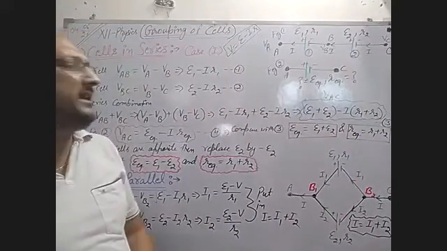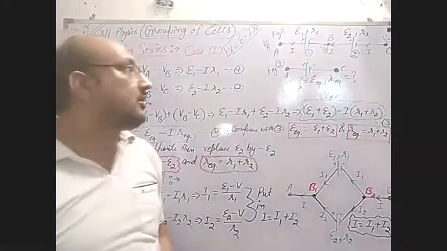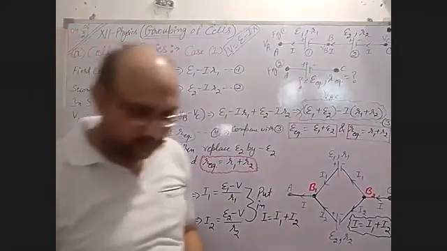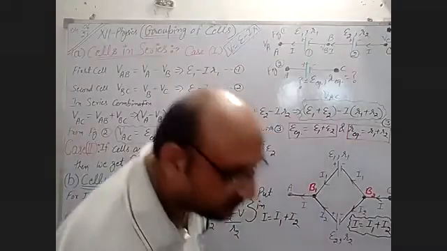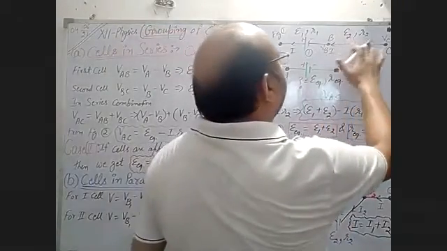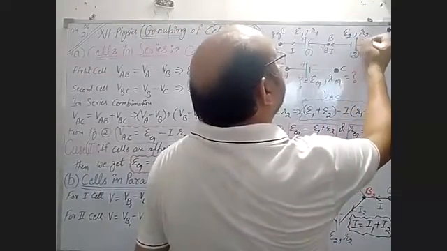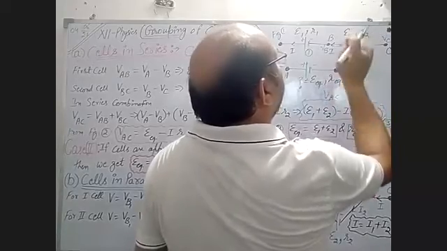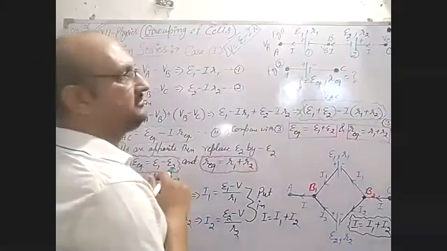Both can be combined in an easy way, E1 plus E2 and R1 plus R2. But what happens if the arrangement of this order is opposite? If this order is opposite, what happens when one side is negative and the other is positive? What will be the result in this case?